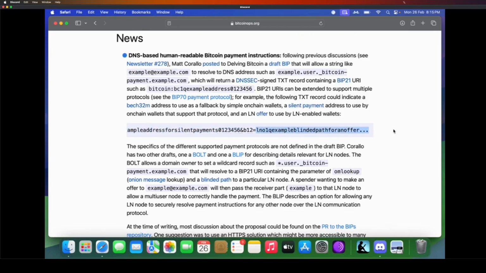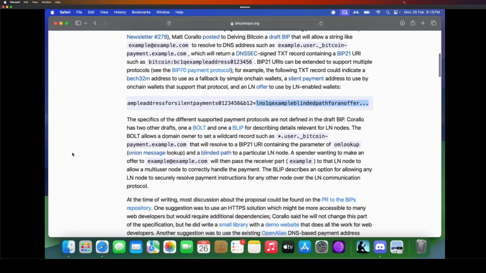As per my understanding, this is the first of its kind, where one single Bitcoin address lets you receive payments on 3 different protocols: on the Bitcoin mainnet, on silent payments, and also on lightning offers. This is broadly what this talks about.